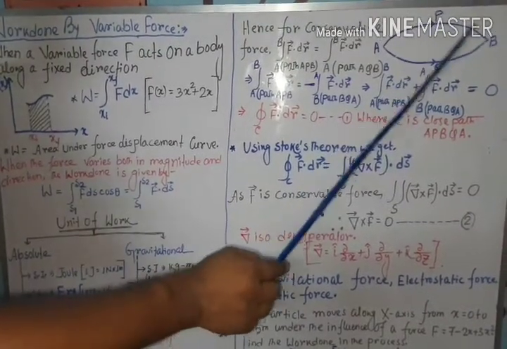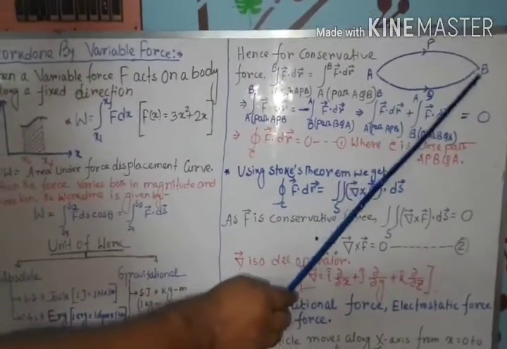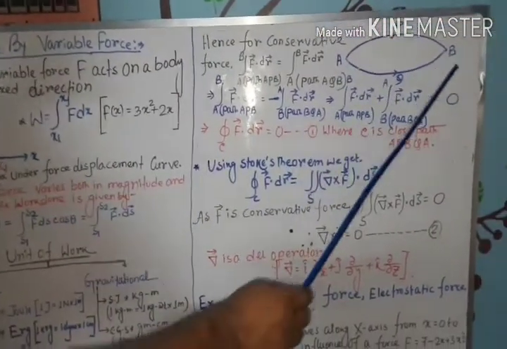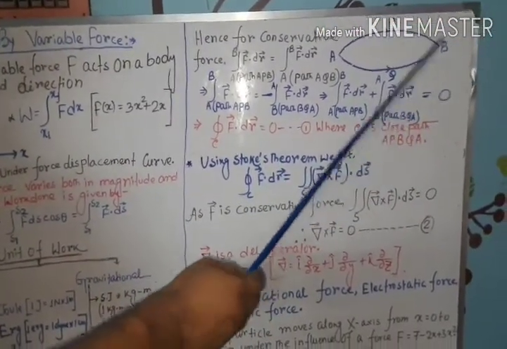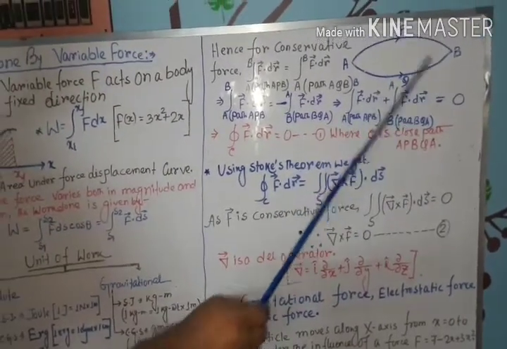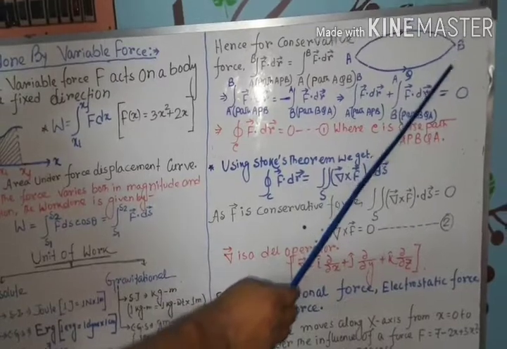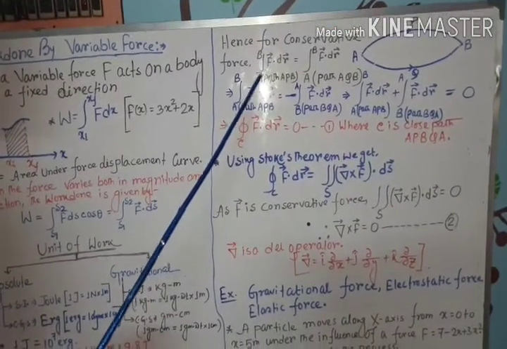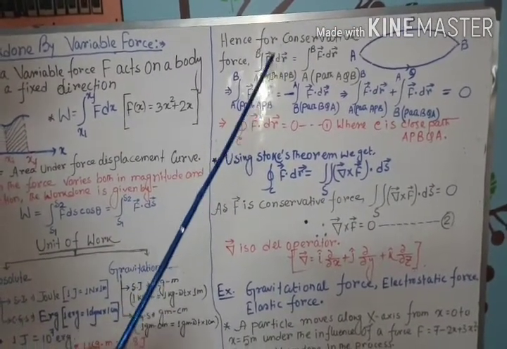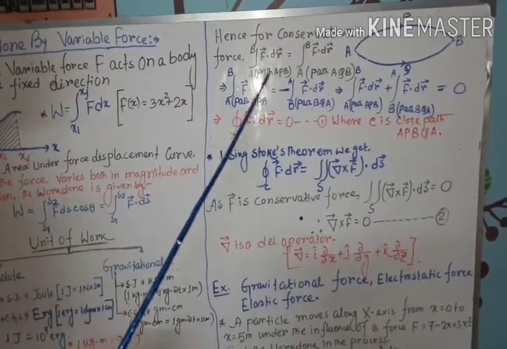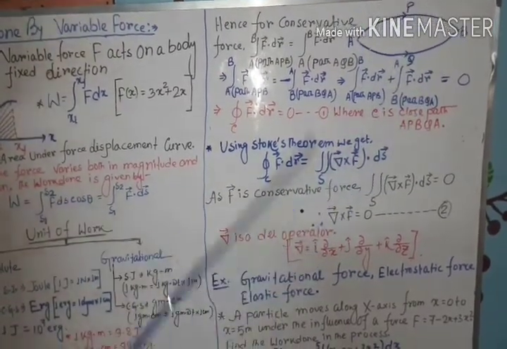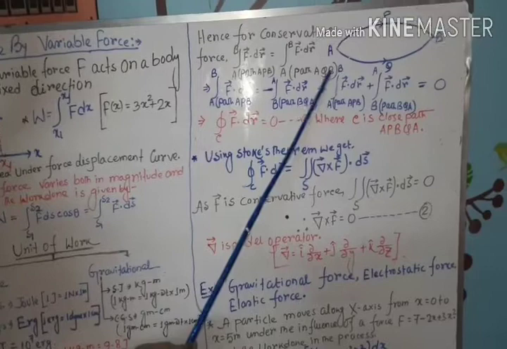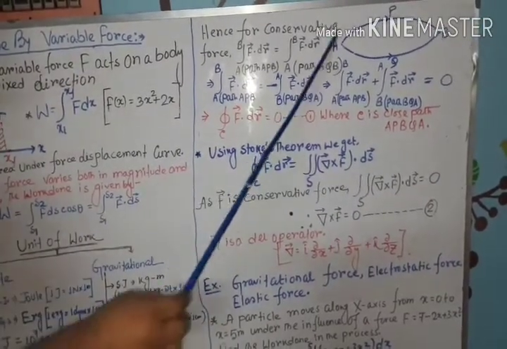Now, here we consider that under a conservative force, an object is traveling from A to B via two different paths, APB and AQB. As the force is conservative, the work done in displacing the object from A to B via these two different paths is equal. That's why we can write an equation like integration A to B F vector dot dr, path is APB. This represents the amount of work done along the path APB, and it should be equal to integration A to B F vector dot dr, path AQB. This represents the amount of work done via the path AQB.